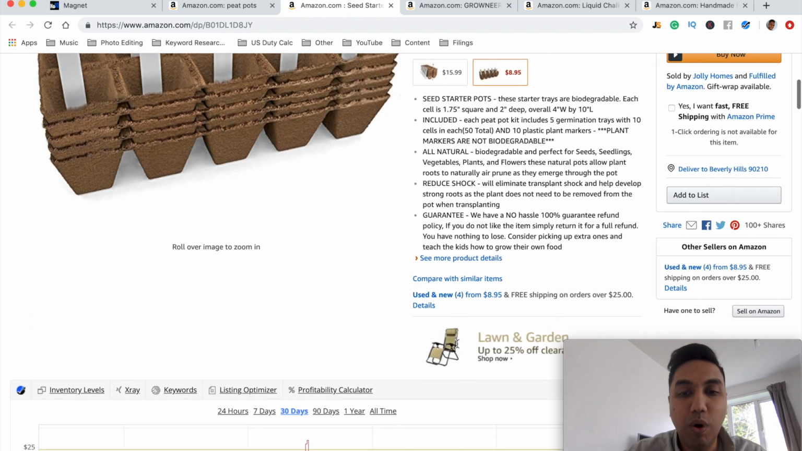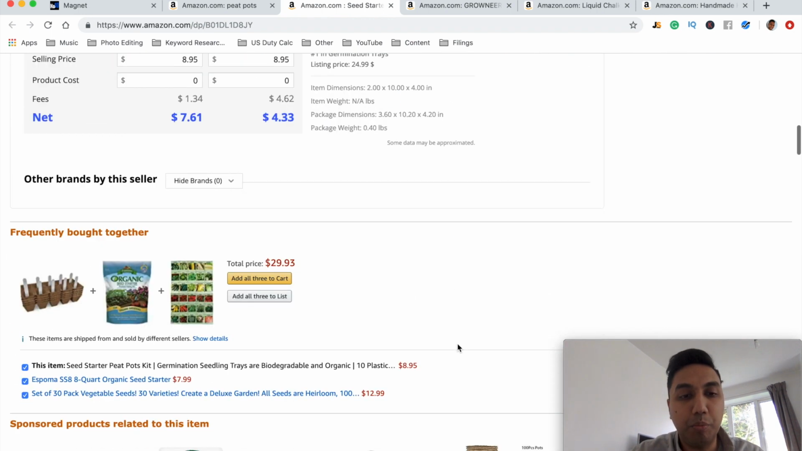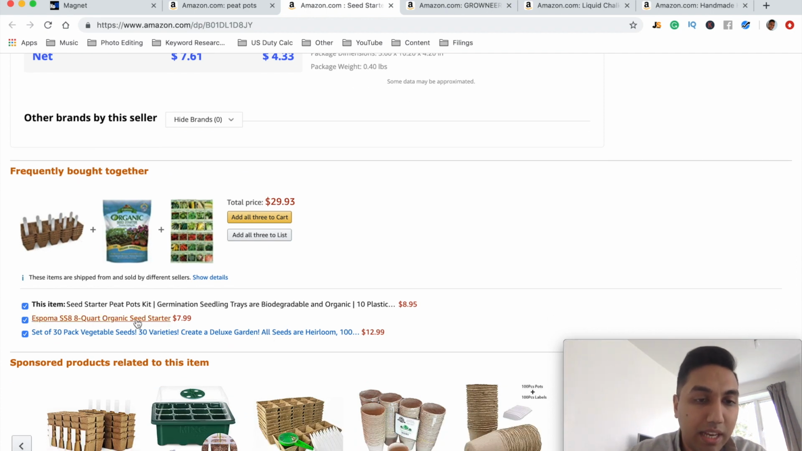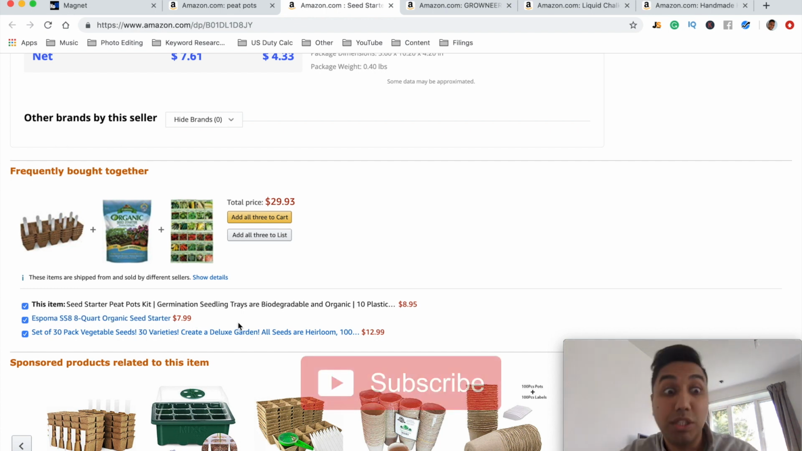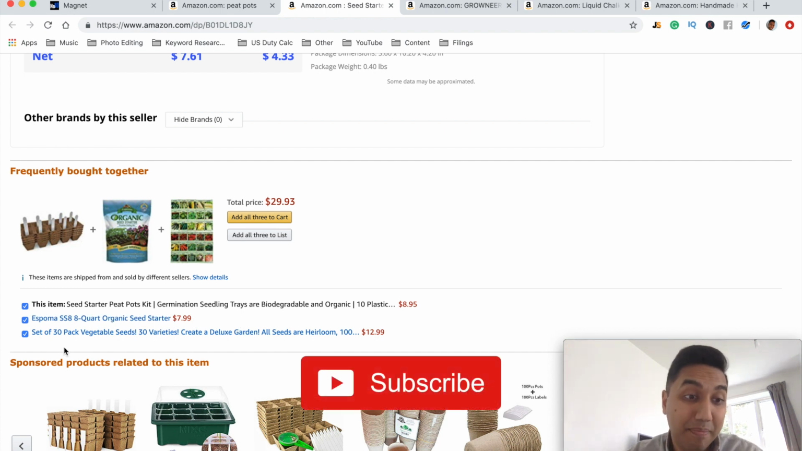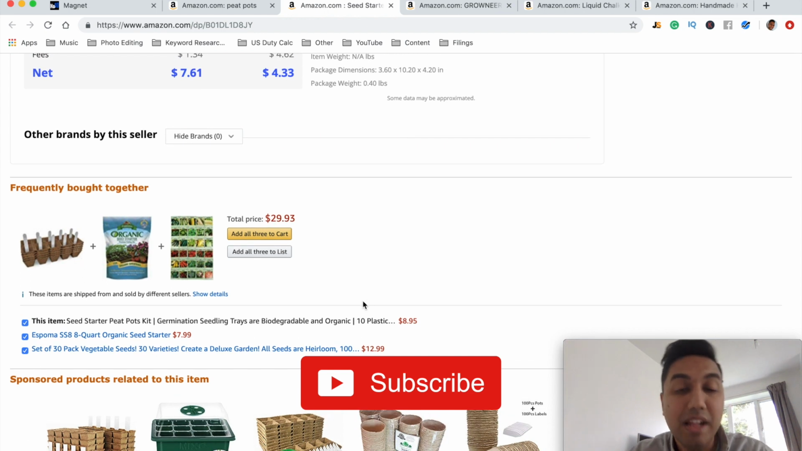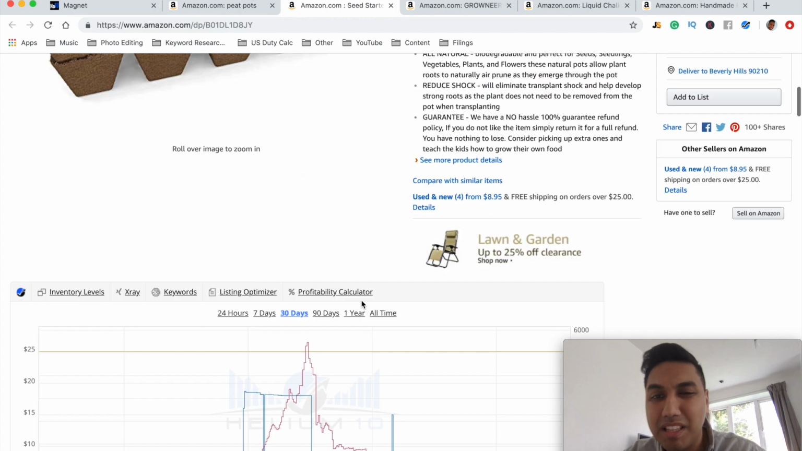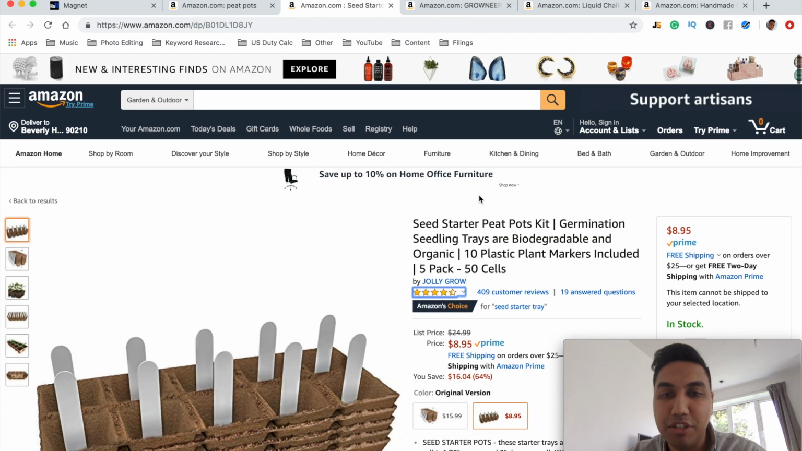But what we want to do is scroll down and find out what people are buying with this product. So as you can see, they're looking at the organic seed starter, so that might be something you want to bundle into this product, and they're looking at more seeds over here. So this looks like some sort of starter kit to help someone get started in gardening, in using this, I think, biodegradable plant pot. So this is something definitely to look at as well.